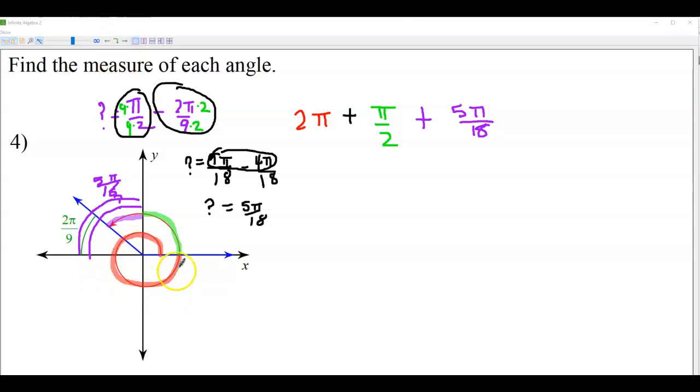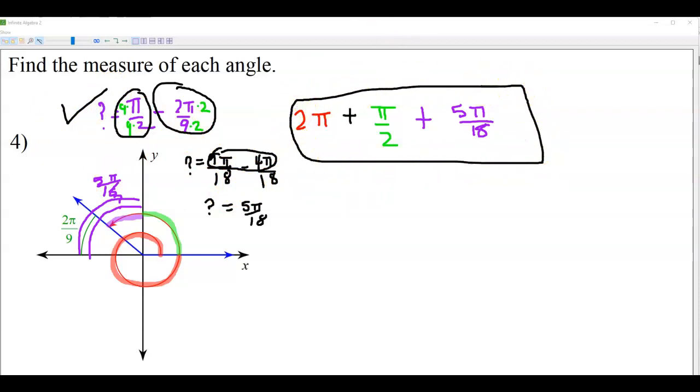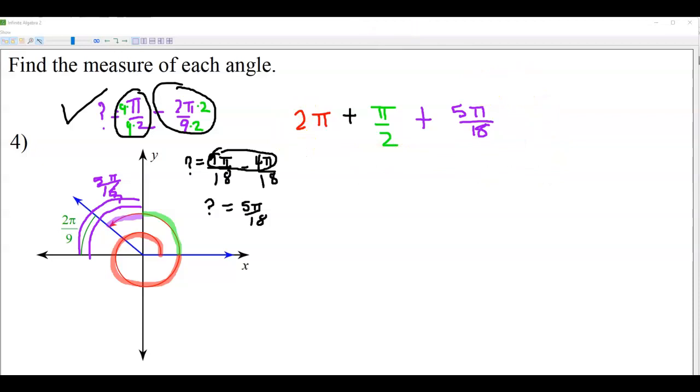So a full circle is 2 pi. A quarter circle is pi over 2. And then we have our missing piece, which is 5 pi over 18, which we found by doing all this. Now we're ready to add together all those pieces here in order to get the total. And once again, you're going to need a common denominator. So you can think of this 2 pi here as 2 pi over 1. And now we have to ask ourselves, what's the common denominator for 1, 2, and 18?